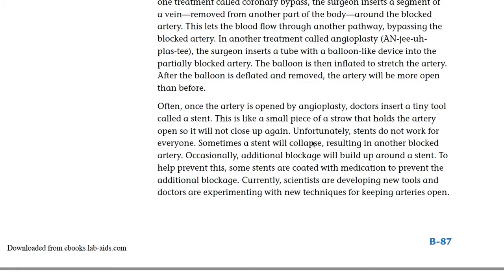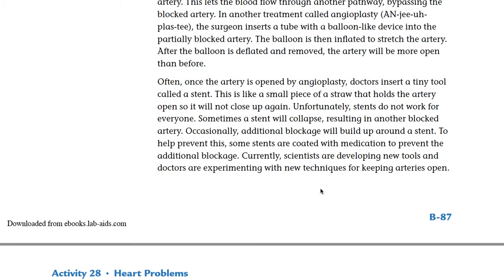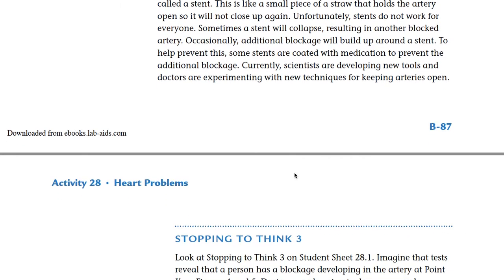This is like a small piece of a straw that holds the artery open so it will not close up again. Unfortunately, stents do not work for everyone. Sometimes a stent will collapse, resulting in another blocked artery. Occasionally, additional blockage will build up around a stent. To help prevent this, some stents are coated with medication to prevent the additional blockage. Currently, scientists are developing new tools and doctors are experimenting with new techniques for keeping arteries open.